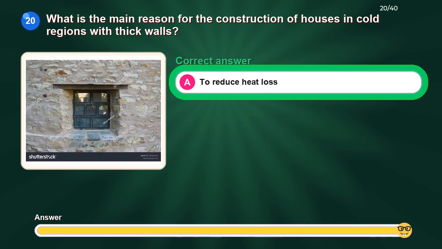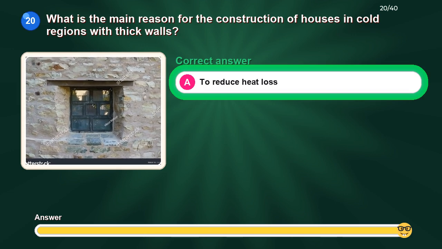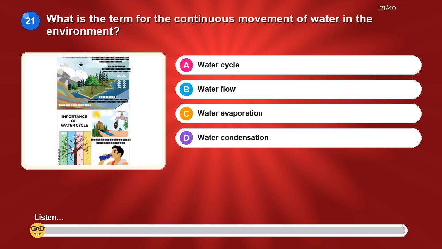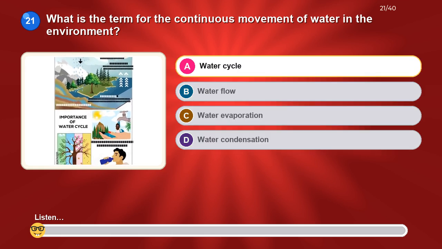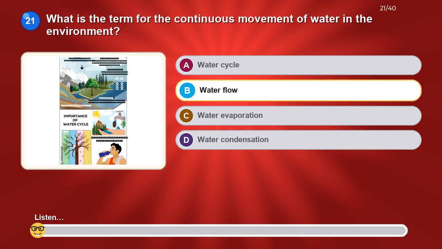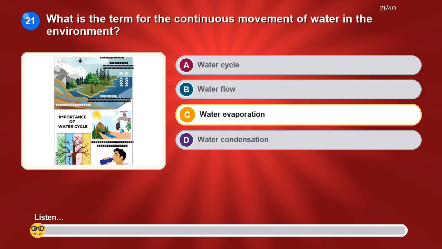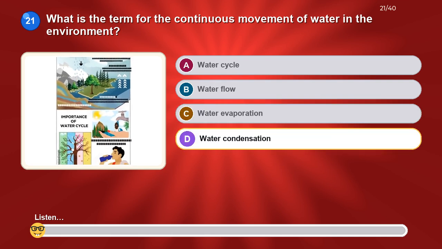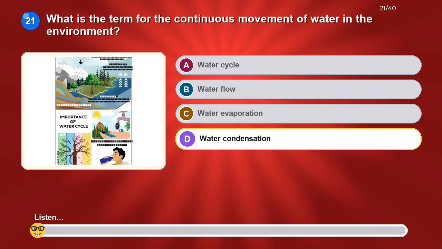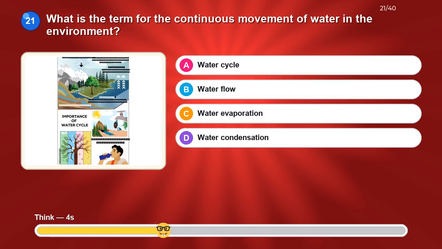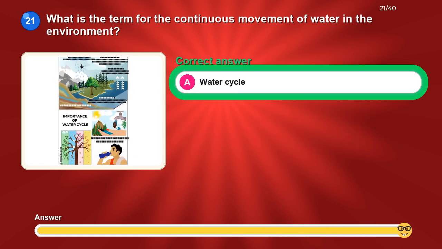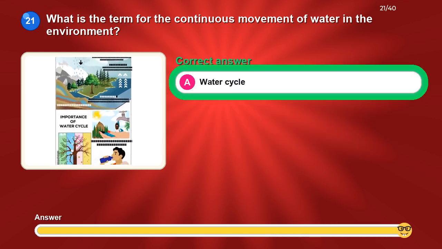The correct answer is to reduce heat loss. What is the term for the continuous movement of water in the environment? Option A, water cycle. Option B, water flow. Option C, water evaporation. Option D, water condensation. The correct answer is water cycle.